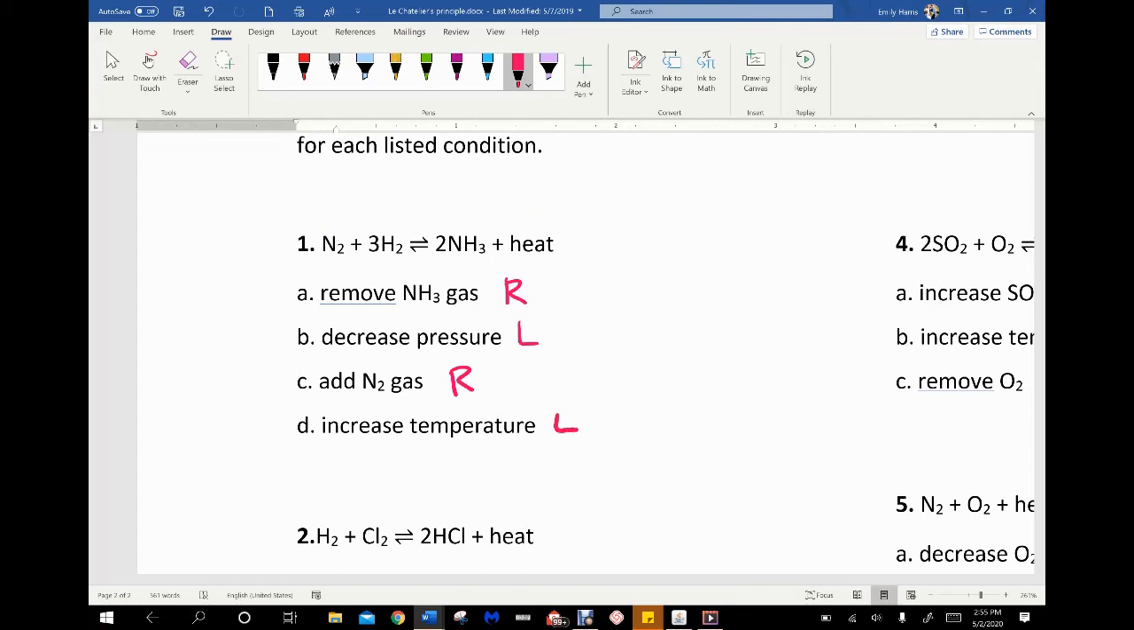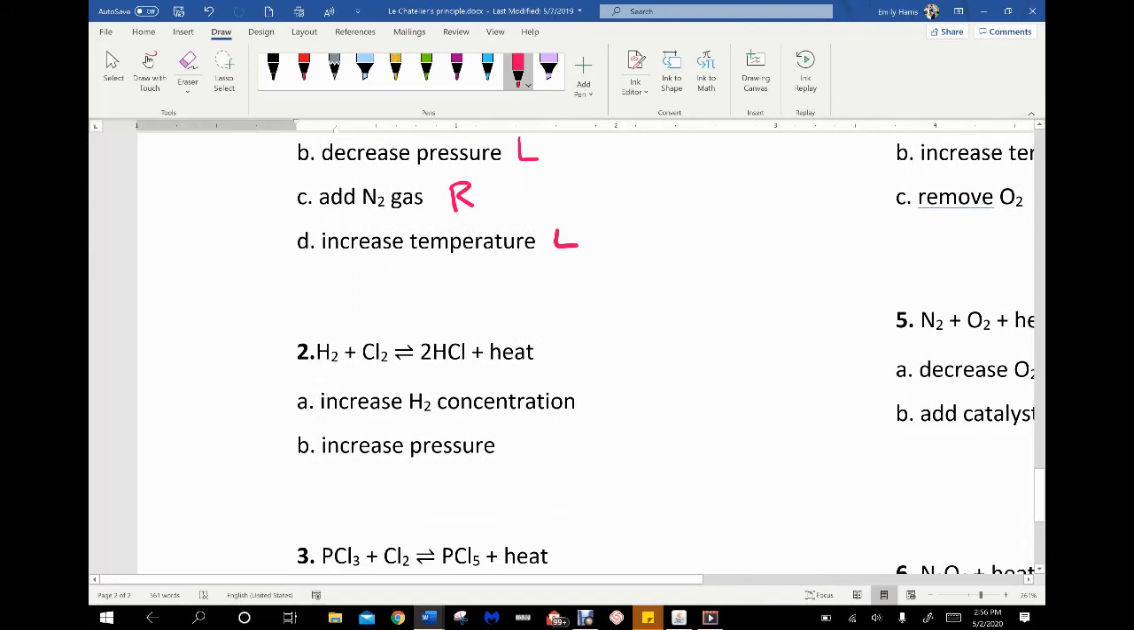While we're at it, let's go ahead and do number 2 together right quick. And so in this one, we have an increase in hydrogen concentration. So we've added more hydrogen on the left, so we'll need to shift to the opposite side on the right. Then we have another example of increasing in pressure.